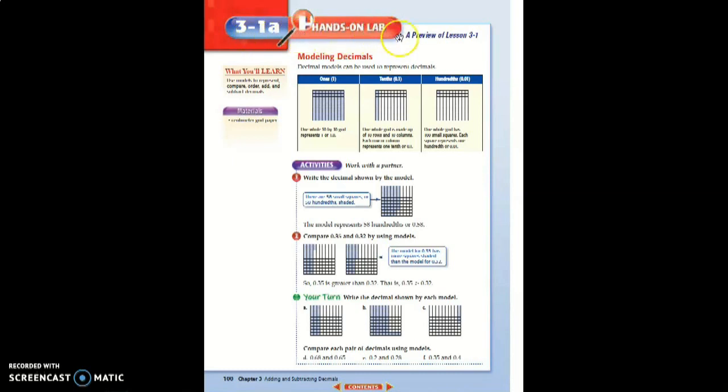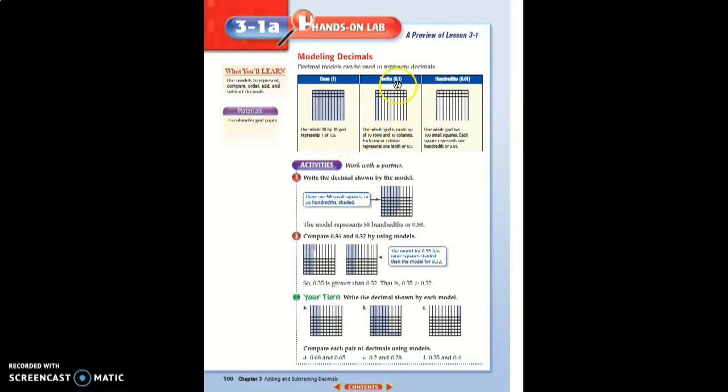3.1a Hands-on lab, a preview of Lesson 3.1. Modeling decimals. Decimal models can be used to represent decimals. What you will learn: use models to represent, compare, order, add and subtract decimals. Material: centimeter grid paper. One whole 10 by 10 grid represents 1 or 1.0.